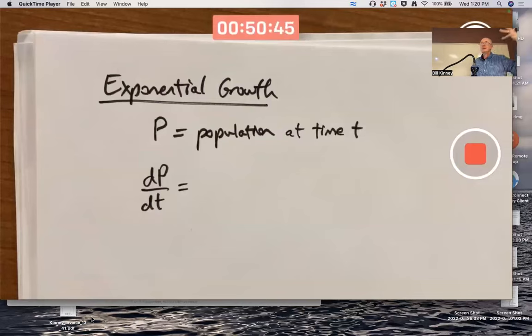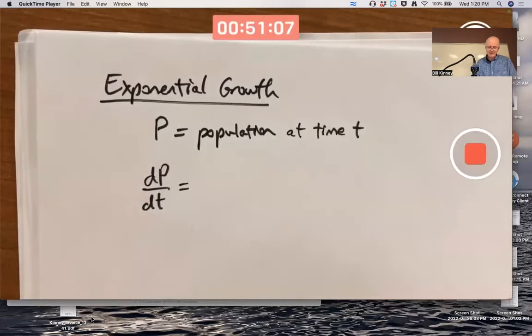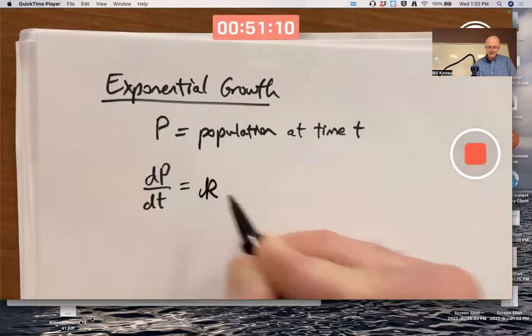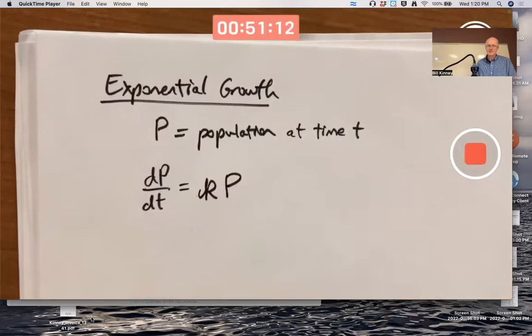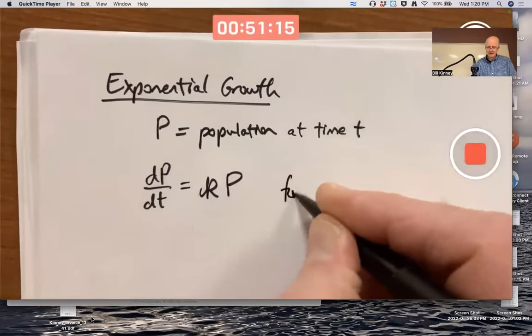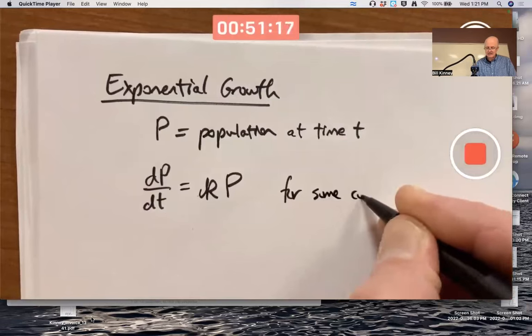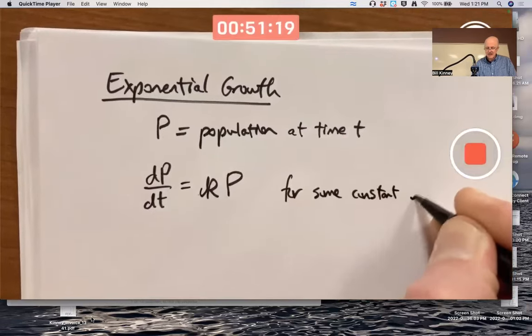What about the derivative of e to the 2t? It's e to the 2t times 2 by the chain rule, 2 times itself. For e to the 3t, its derivative is 3 times e to the 3t, 3 times itself. It's always proportional to itself. So dP/dt is some constant times P, for some constant k bigger than 0.